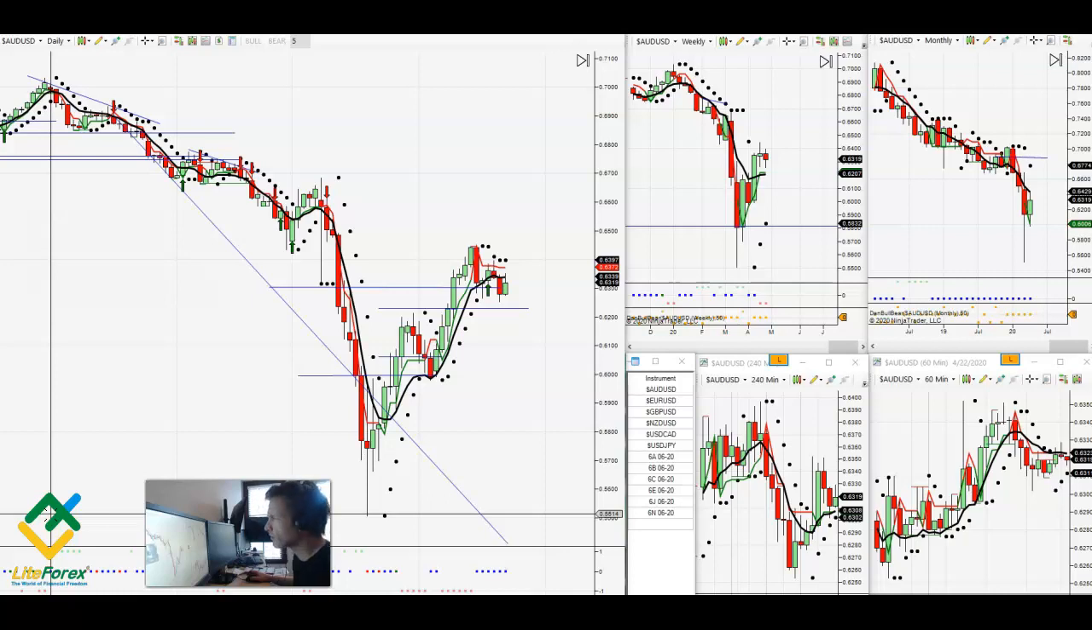I'm going to break down the major Forex pairs, starting with Australian USD.